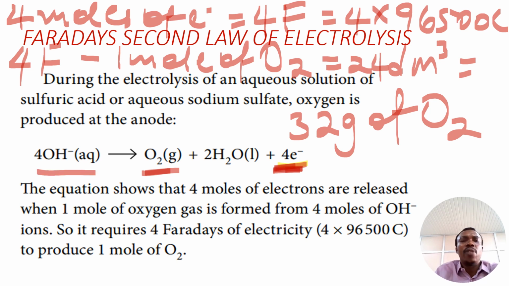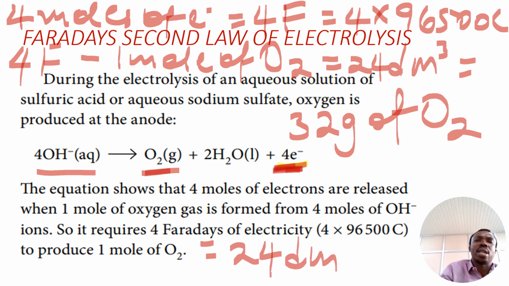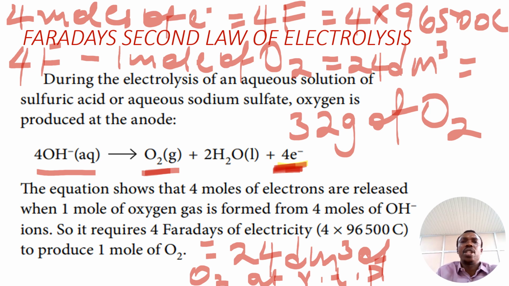So the equation is very, very important. You can see that the equation shows that 4 moles of electrons are released when 1 mole of oxygen gas is formed from 4 moles of hydroxide ion. So it requires 4 Faradays, which is 4 times 96,500 coulomb, to produce 1 mole of oxygen, which is equal to 24 dm³ of oxygen at RTP, which is room temperature and pressure. So it's as simple as ABC. With this, we can solve as many calculations as possible.